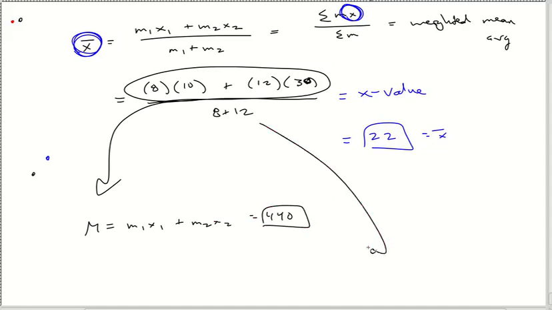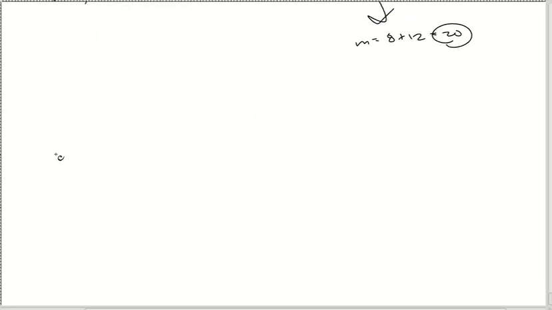If they ask, and maybe sometimes they will, they want total mass. And so then the 8 plus the 12 is going to be a 20. They didn't ask it in this particular question, but it is still something that you should be able to find. Okay, there we go. So that was an awesome little problem.